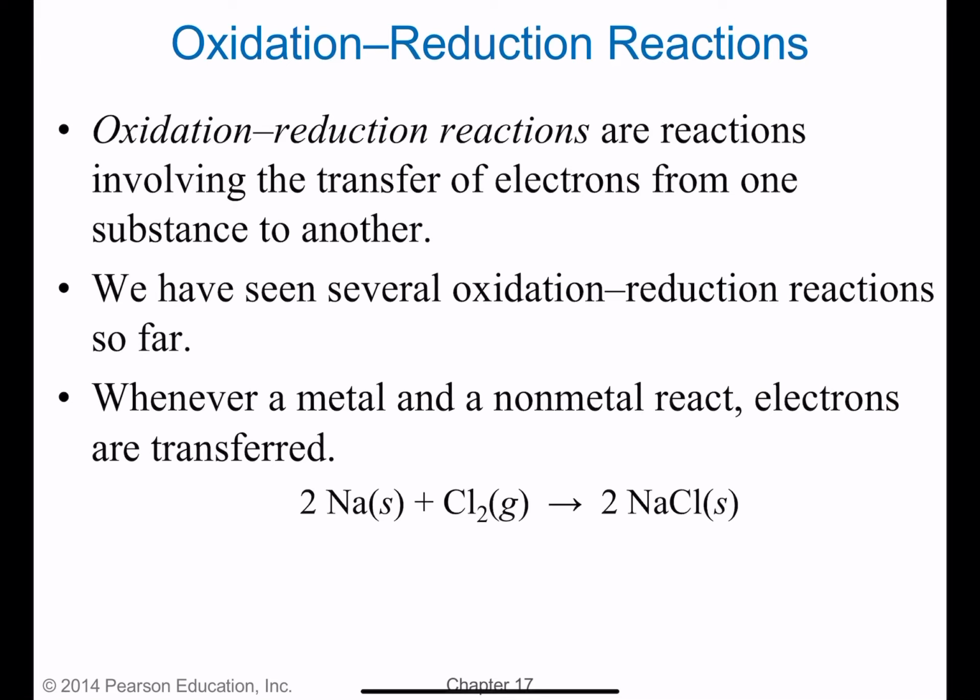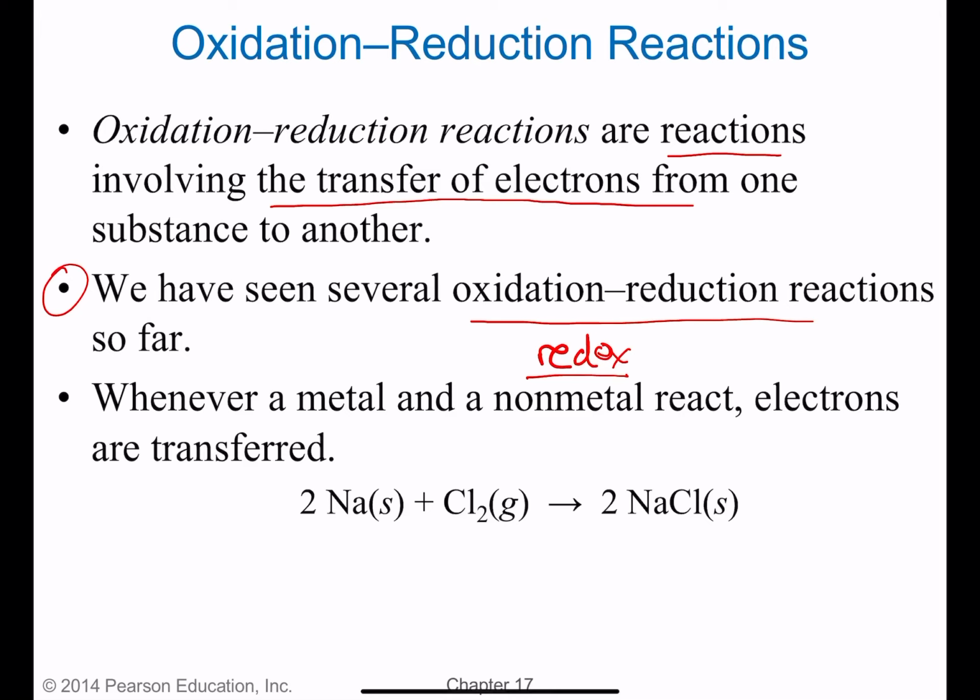But an oxidation-reduction reaction is basically a reaction involving the transfer of electrons from one substance to another. Now, we've seen several oxidation-reduction reactions, which I might call redox. That's the common way to quickly say oxidation reduction. We'll say redox. But a lot of the reactions we've seen, the other classifications can also be classified as oxidation reduction reactions. So it's not like something is only single displacement or it's a redox reaction, one or the other. It can be both of them.